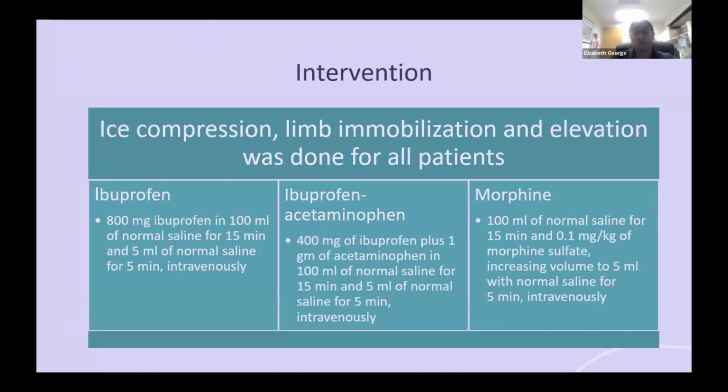And then there were three intervention groups within the study. The first group was the ibuprofen group, where they received 800 milligrams of ibuprofen in 100 mLs of normal saline for 15 minutes and 5 mLs of normal saline for 5 minutes intravenously. The second group was the ibuprofen acetaminophen combination group, where they received 400 milligrams of ibuprofen plus 1 gram of acetaminophen in 100 mLs of normal saline for 15 minutes and 5 mLs of saline for 5 minutes. And then the last group was the morphine group, where they received 100 mLs of normal saline for 15 minutes and 0.1 milligrams per kilogram of morphine sulfate, increasing the volume to 5 mL with normal saline for 5 minutes intravenously.